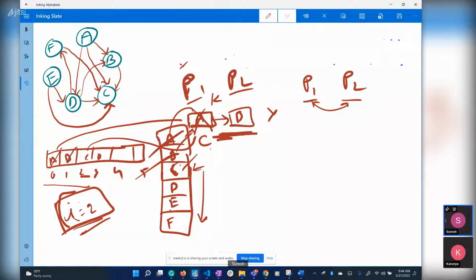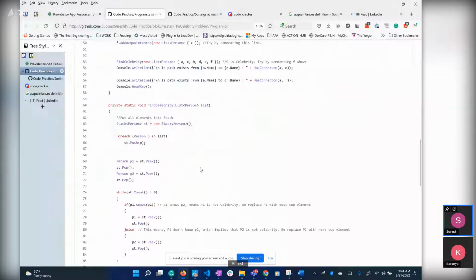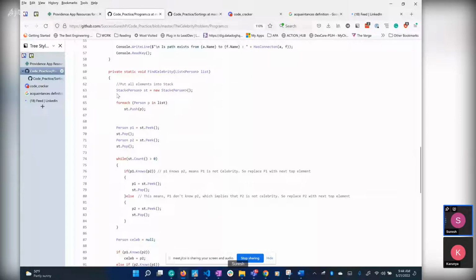So this is the way we implement it. Put all the elements in the stack. For each, I'm putting every element in the stack. All the six people will be in the stack. Now, as I said before, I take two chairs or two variables, P1 and P2. And peek will give you the top element. It won't remove, but you can also simply say stack.pop. I popped it, and P1 is the top element, and P2 is the next top element. So like A and B.